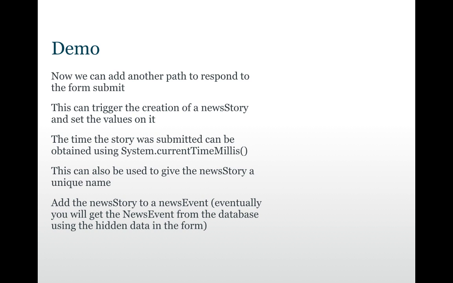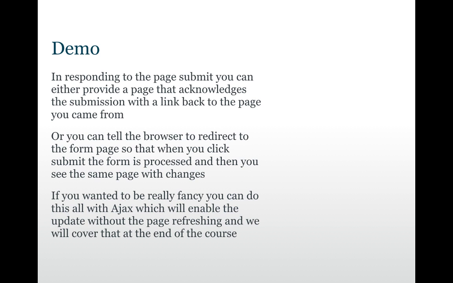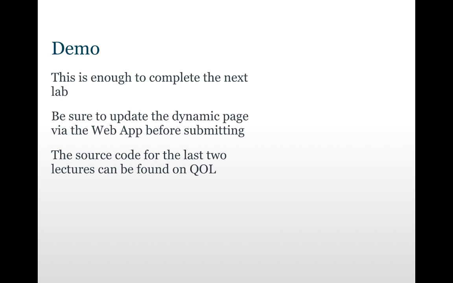And then we looked at how you add an additional path. So you now have a single dynamic page that responds to 2 addresses. And that's a way of keeping the functionality together. And then we looked at things like how to make a unique name for an object that you're going to submit using the timestamp. Okay. And then we talked a little bit about how you could redirect the browser if you wanted to, or you could create a page saying thank you for what you submitted or something like that. And we can use Ajax in the future. Okay, and that is enough to complete the next lab.